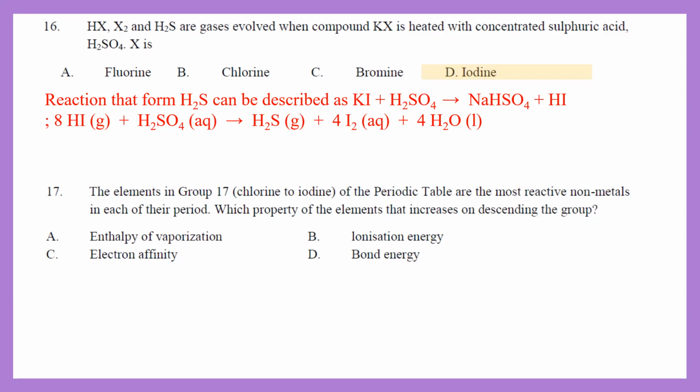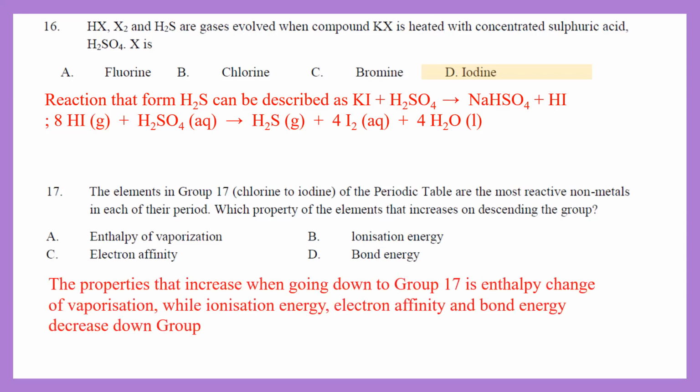Including electronegativity, electron affinity, ionization energy, chemical reactivity, bond energy. So all of them are decreasing here. So in here, the best answer that describes all this is enthalpy of vaporization, because this is influenced by the strength of the weak van der Waals forces, which increase when going down group 17. So that is for question number 17.